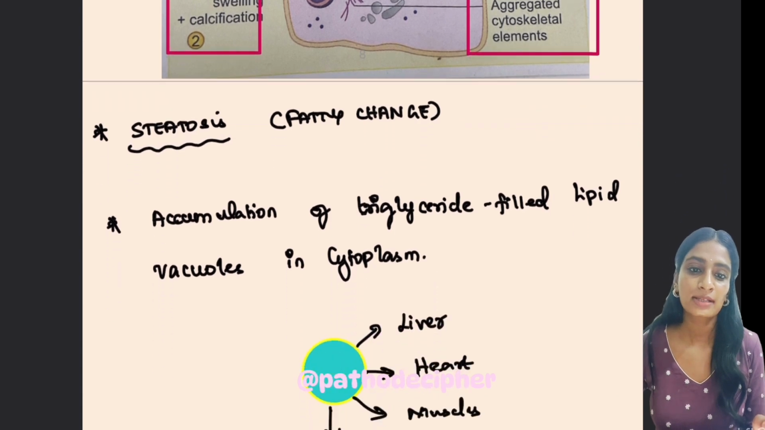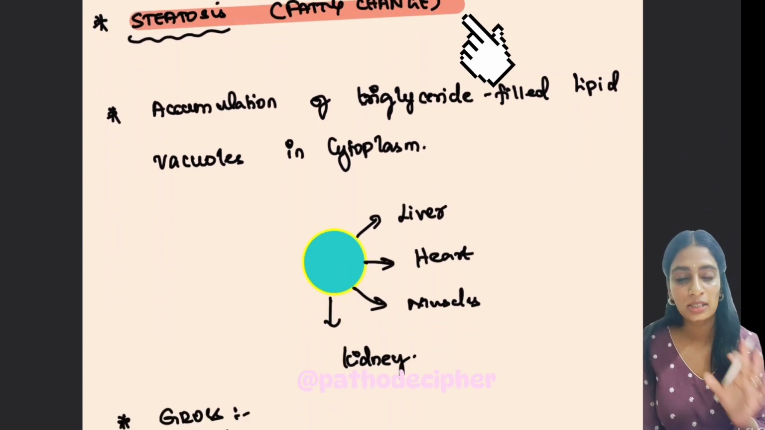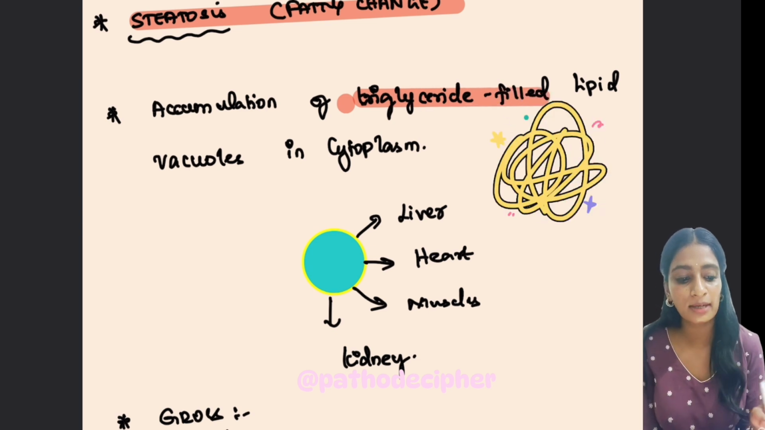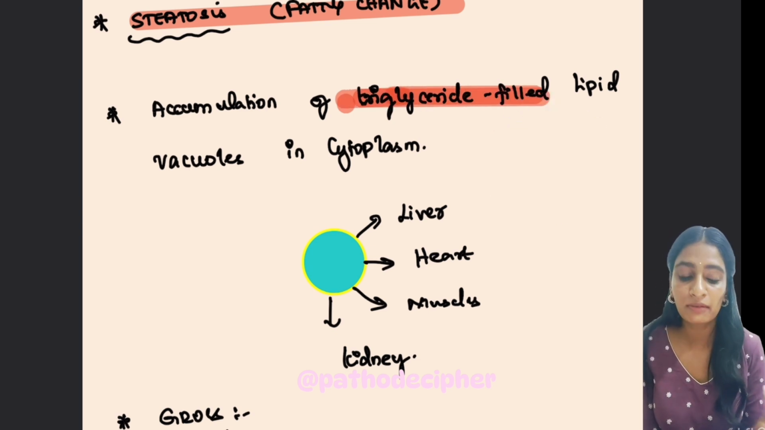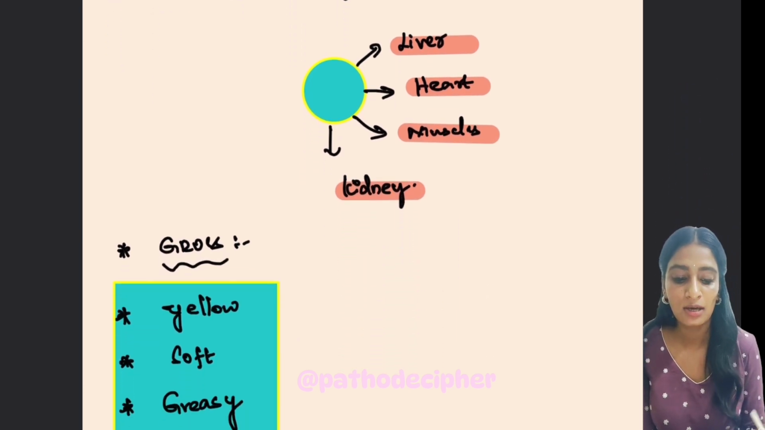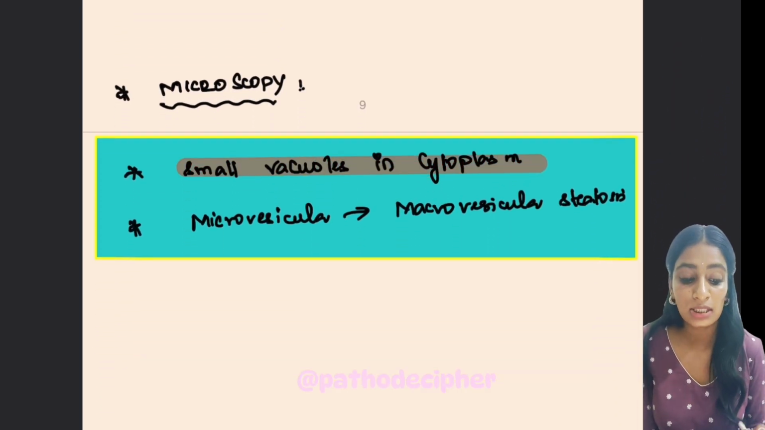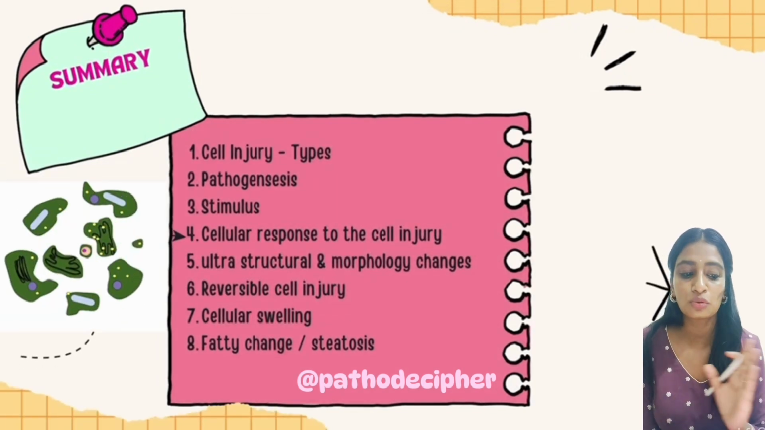Okay, so next, coming to steatosis. Steatosis is a fatty change. It is mainly the accumulation of triglyceride, that is, lipid vacuoles will be seen in the cytoplasm. It basically affects liver, heart, muscles and kidney. How will you appreciate it in gross? It will be yellow, soft and greasy. Microscopy wise, you will see small vacuoles in the cytoplasm. It can range from microvesicular to macrovesicular.